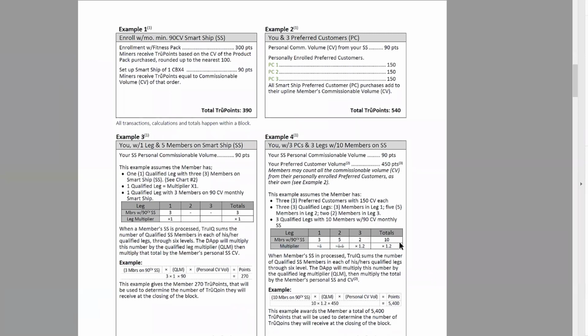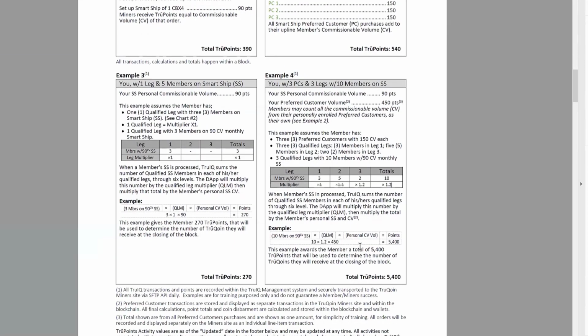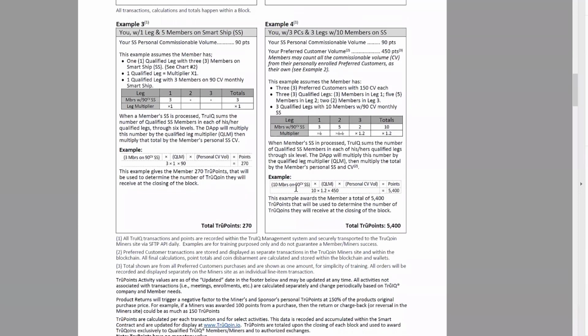So now we say we have a total of 10 members, and let's just assume that each one's on 90 points SmartShip. And because you have three legs, we multiply those numbers by 1.2. So your first leg is just one, your second leg is 1.1, your third leg is 1.2. Now, that may sound complicated, but what that means is, based on the people you've enrolled, 10 members with 90 points, you now have 10 times 1.2 times 450. That's all the volume from those people who have SmartShip in your downlines.